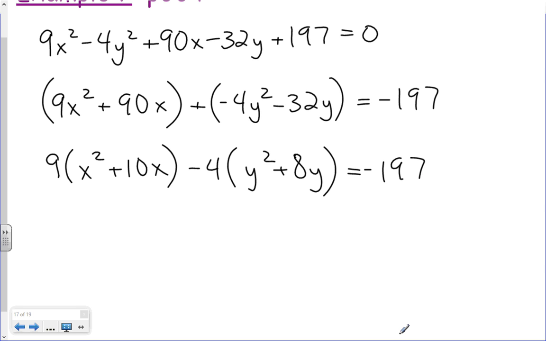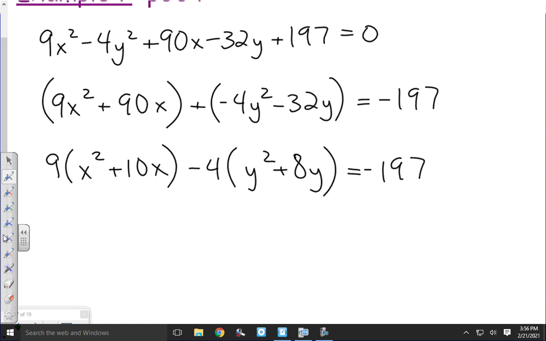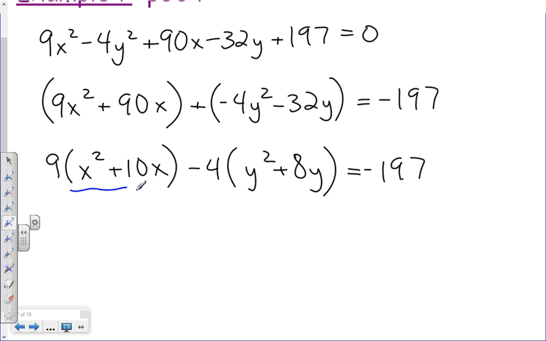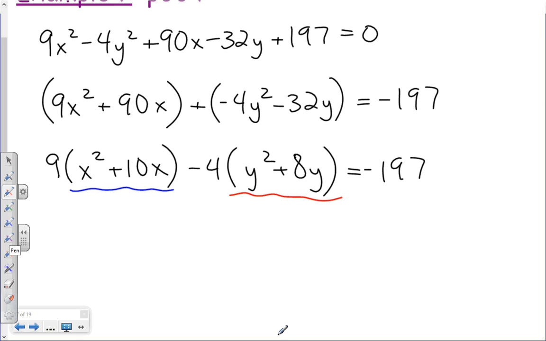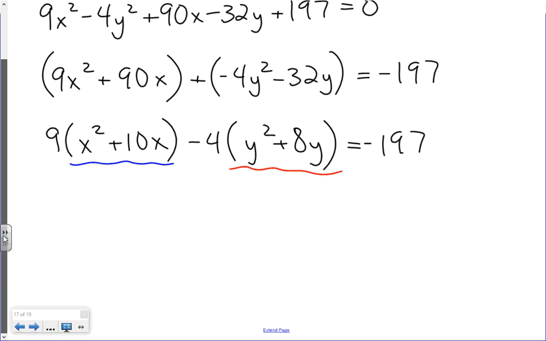All right, so far we just kind of played around with the equation. We've just done some algebra on it. Now comes the completing the square part. I need to make each one of these a perfect square. This guy right here needs to turn into a perfect square, and this guy right here needs to turn into a perfect square. So I've got to do the completing the square twice here.